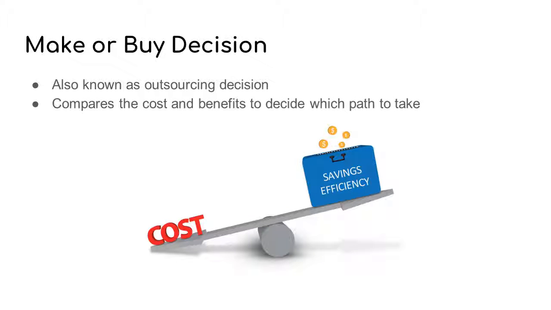Also referred to as the outsourcing decision, the make or buy decision compares the costs and benefits of both buying the materials from outside suppliers and making the materials internally, concluding whether the company can lower its financial cost by manufacturing the items or buying the items from a supplier.